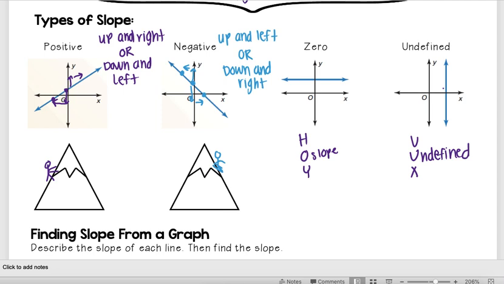Okay, that's it for this video, and go on to the next one where we will learn about finding slope from a graph.